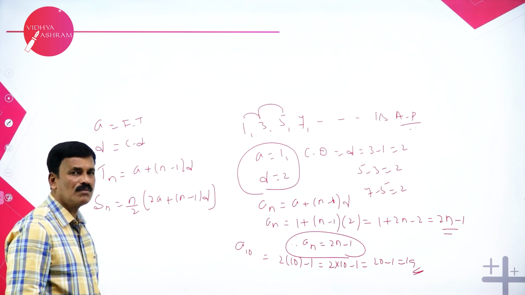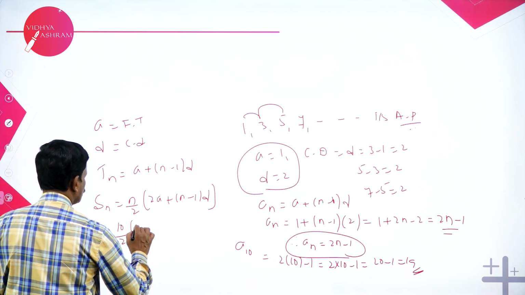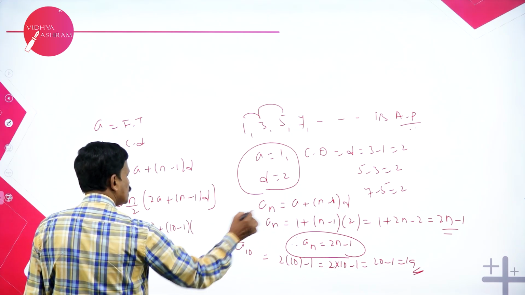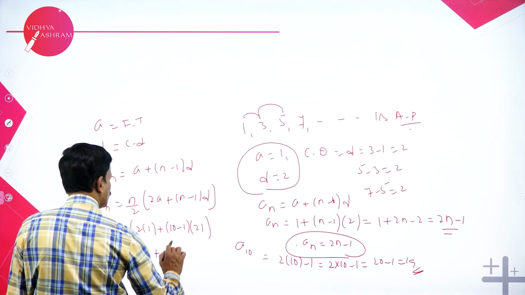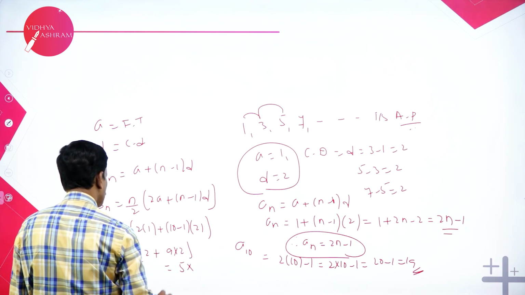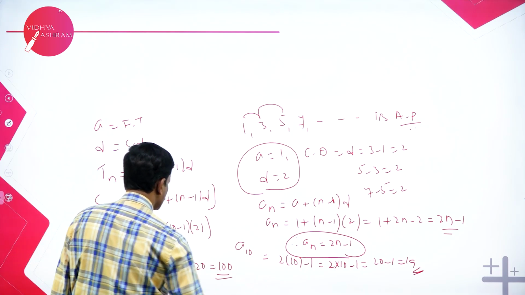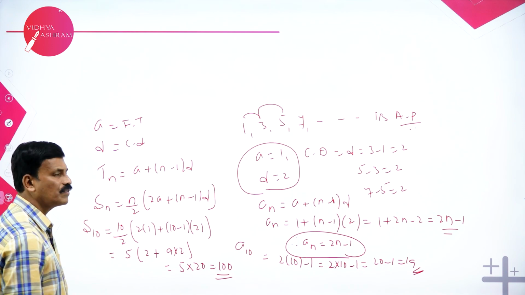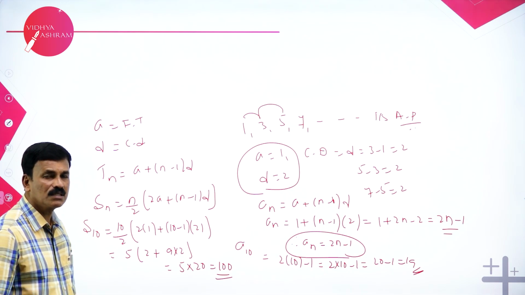Suppose you want to find the sum of 10 terms. S10 is equal to 10 by 2 into 2 times A, which is 1, plus n, which is 10, minus 1 into D, which is 2. So this is equal to 10 by 2, that is 5, into 2 plus 9 into 2. So that's equal to 5 into 18 plus 2, which is 20. That's equal to 100. So the sum of 10 terms is equal to 100. That's it. This is how we find the nth term of a given arithmetic progression and the sum of n terms of an AP.